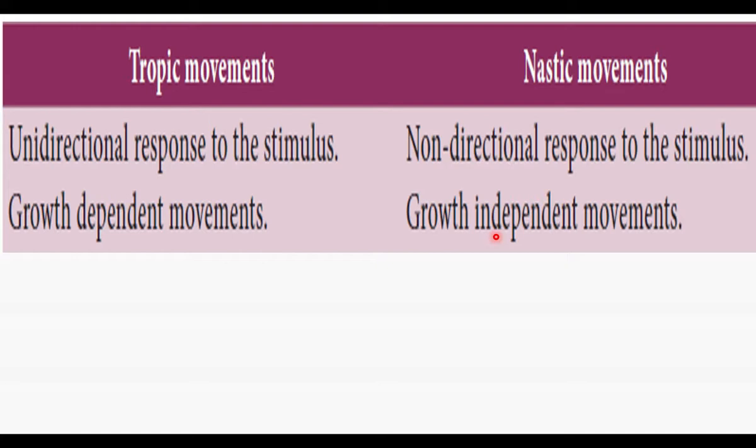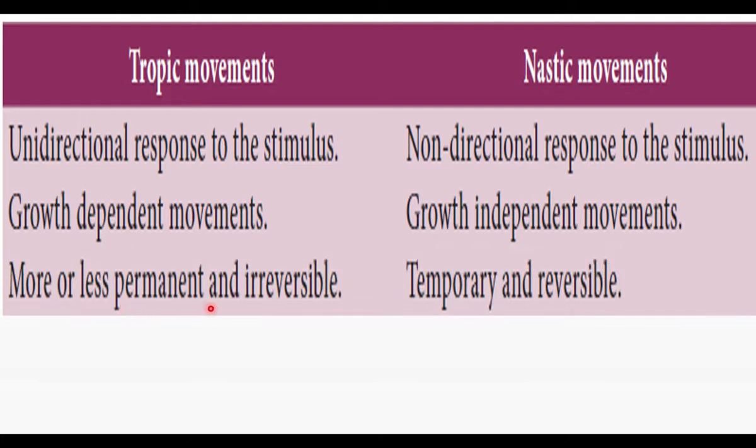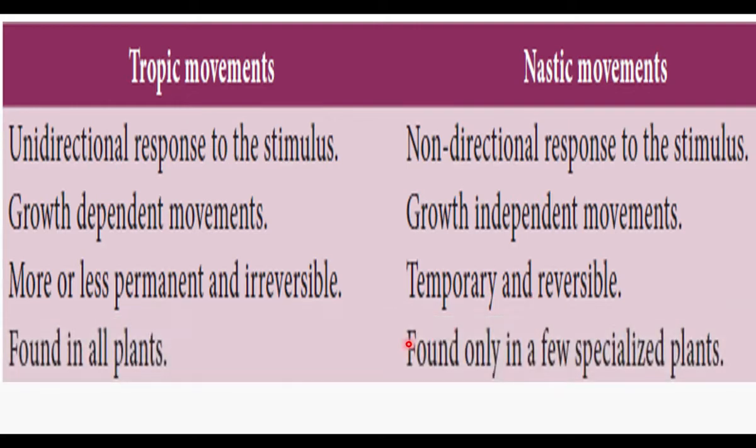If you touch the leaf of the touch-me-not plant, the leaf closes, but there is no growth in this movement. Tropic movements are more or less permanent or irreversible. Nastic movements are temporary and reversible. If you touch the leaf of the touch-me-not plant, the leaf closes. After some time it opens, so the changes are reversible. Tropic movements are found in all plants. In all plants, the root system grows towards water and the shoot system grows towards light. Nastic movements are found in some few special plants only.